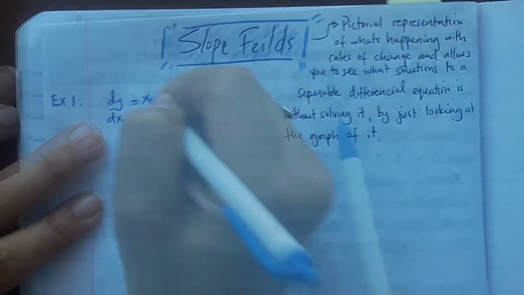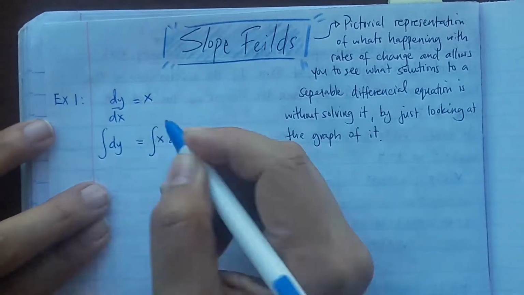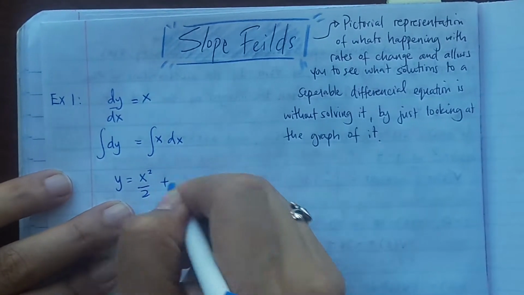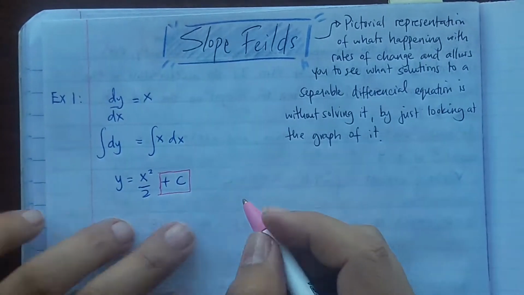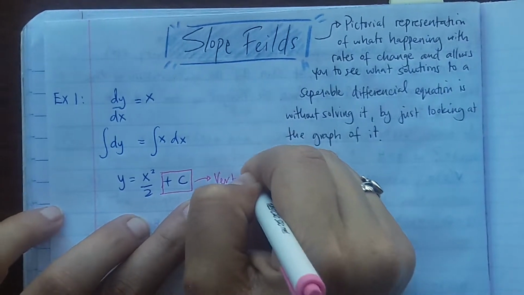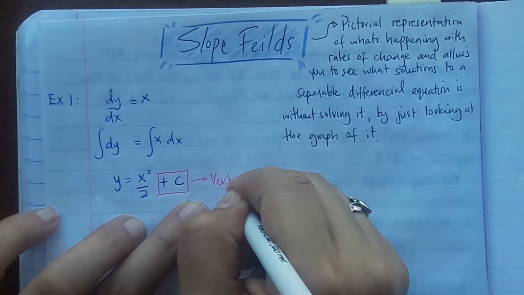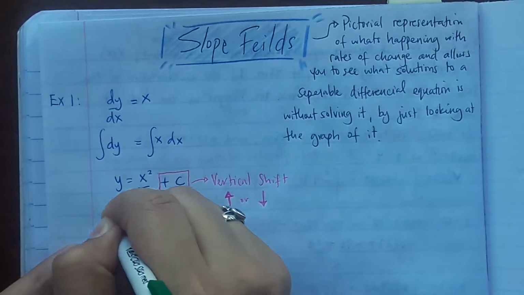So let's take a look at an example. Let's say we had dy/dx is x. Well, we've done this. We separate the variables by putting the dy's with the y's and the x's with the dx's and integrating those. This would be our solution to this separable differential equation, where the plus c would just represent a vertical shift upwards or downwards. So it'll take the graph x squared over 2, and whatever the plus c is, it's either going to move it up or down.